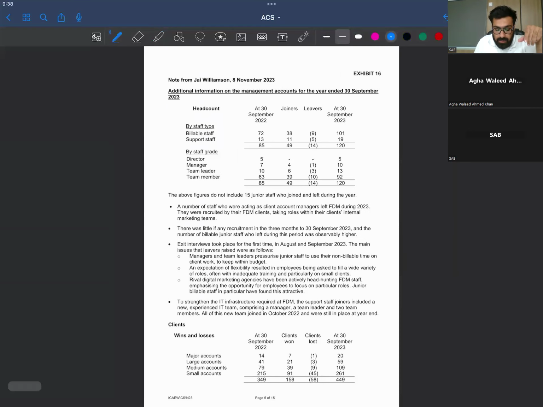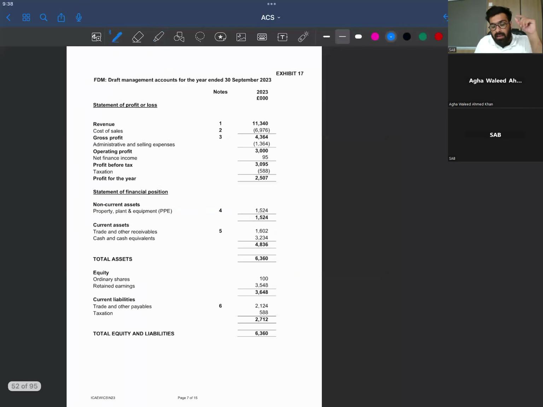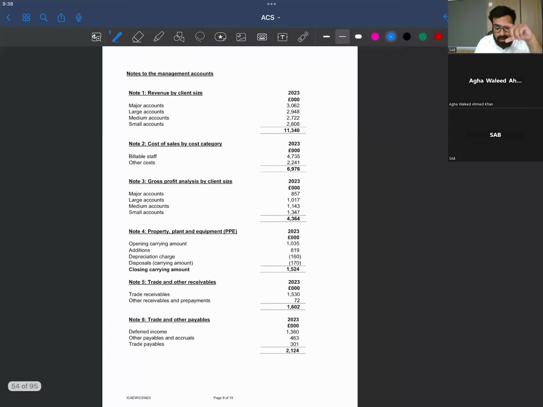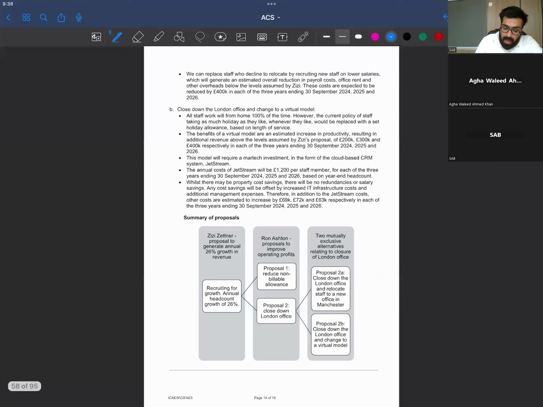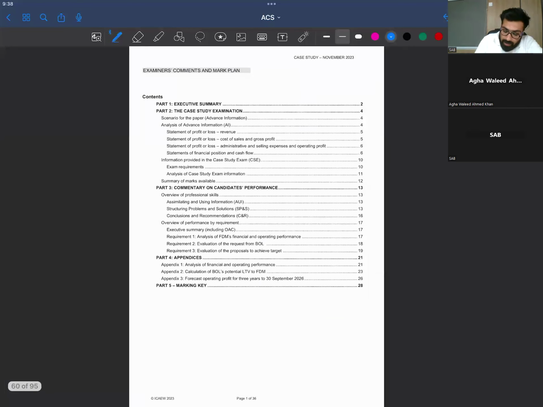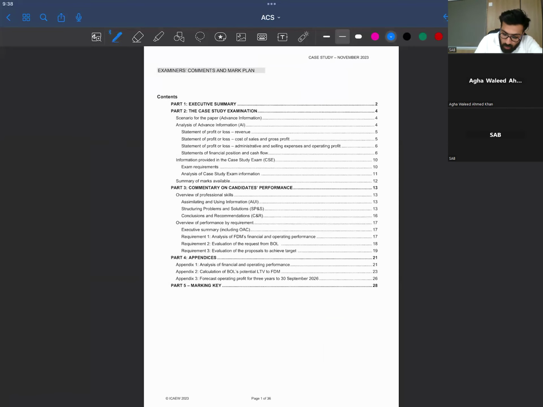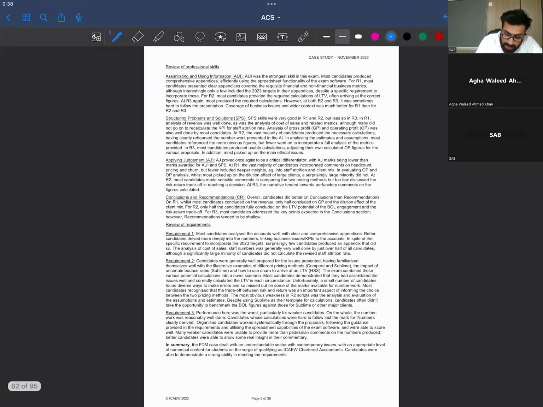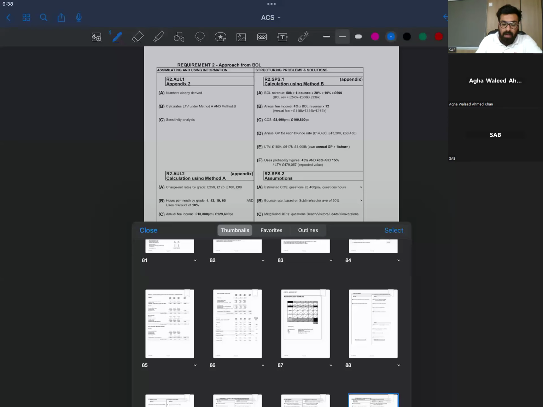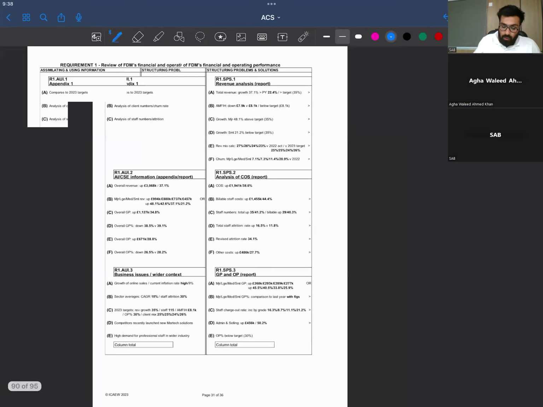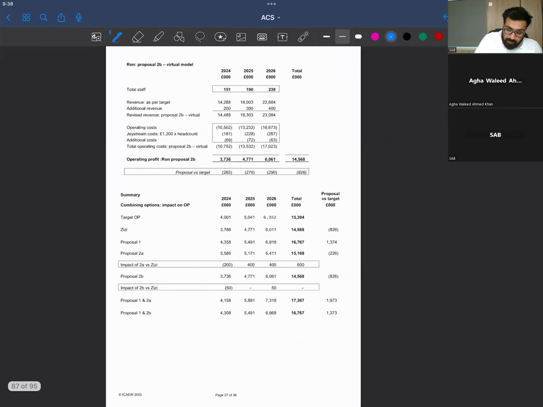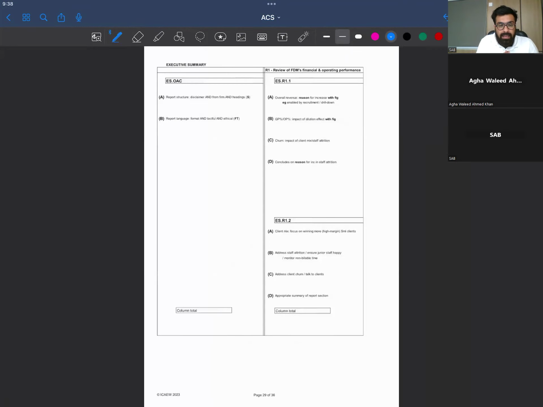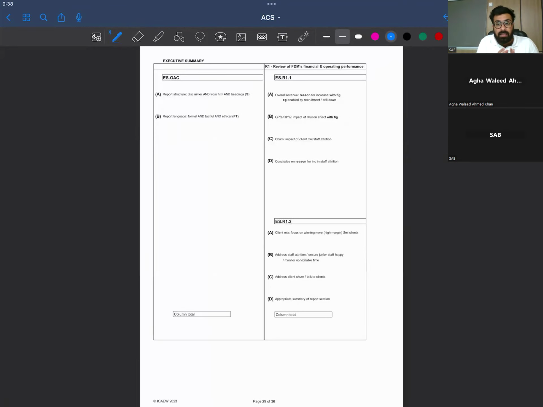Then there will be other exhibits, and the problem here is the criteria. Sir, how are we going to know the criteria? This criteria has been set by the examiner. I can give you this example. Yes, I will let you know about the marks, don't worry.